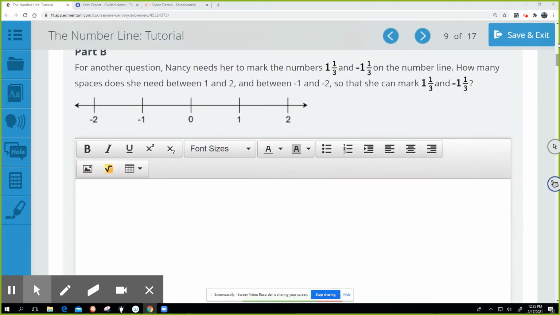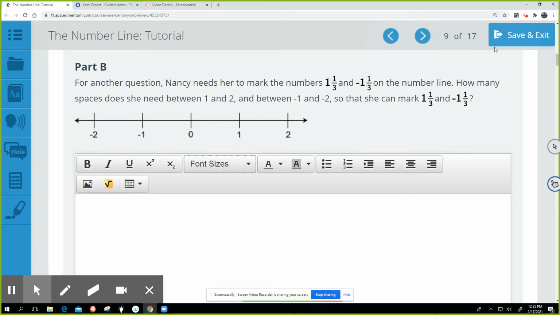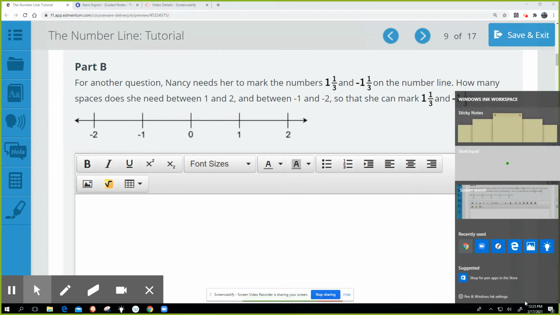And we're going to look at part B. For another question, Nancy needs to mark the numbers 1 1/3 and negative 1 1/3 on the number line. How many spaces does she need between 1 and 2 and between negative 1 and negative 2 so she can mark these numbers? How many spaces are we going to need between the wholes for this problem? We're going to need 3. Yeah. So this one's a little bit harder to draw for me.